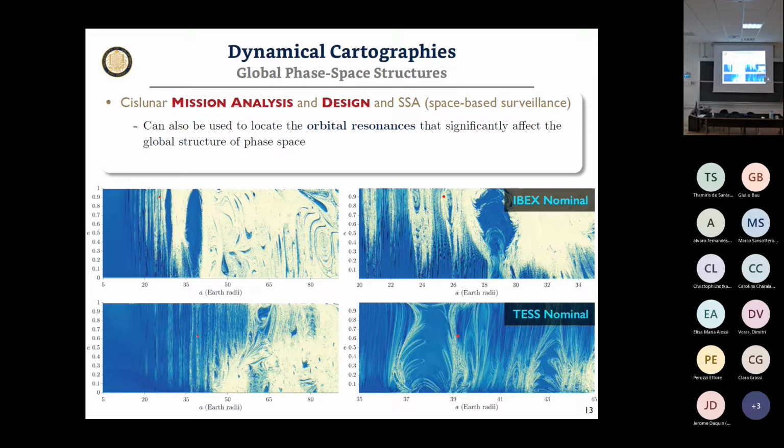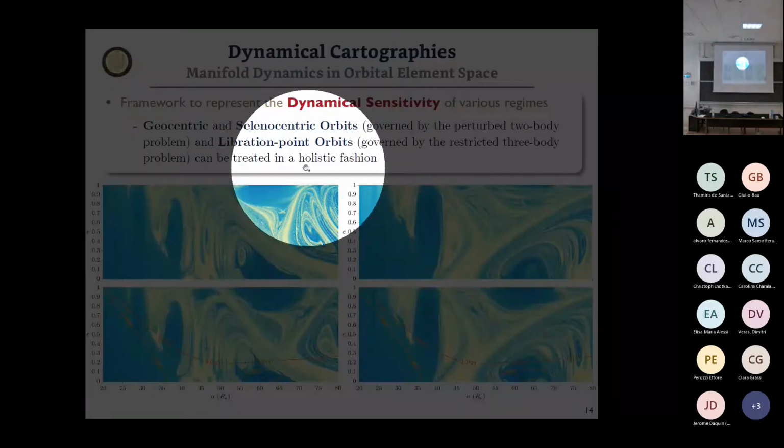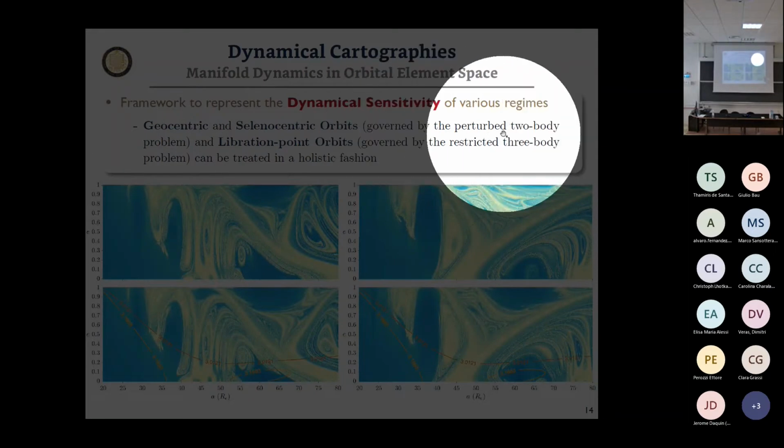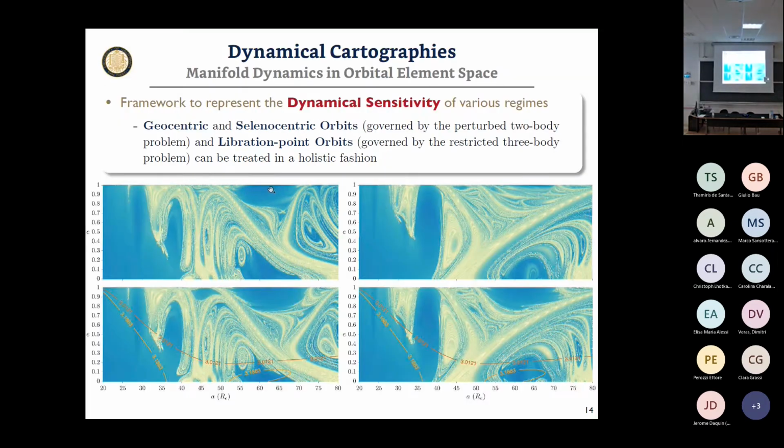So we can also do these types of dynamical maps over much shorter timescales to reveal the structure in orbital element space of the libration point orbits and their invariant manifolds. And this is something that connects the geocentric and selenocentric orbits. These are, of course, governed by the perturbed two-body problem, and the libration point orbits are governed by the restricted three-body problem, so we treat them in a holistic fashion.